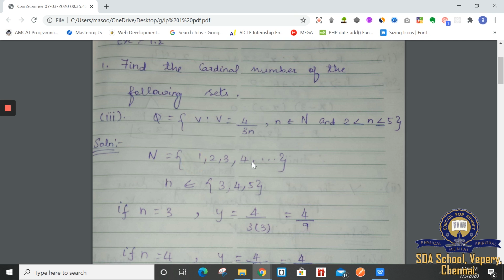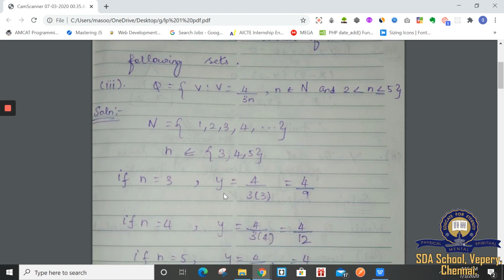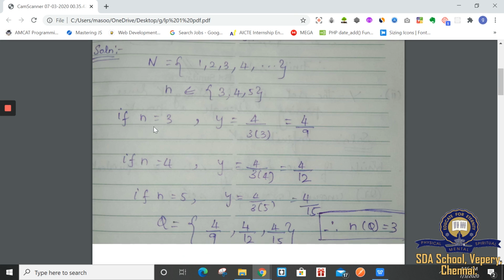It goes on. But then the condition given to us is very clear: 2 less than n less than or equal to 5. So basically n lies between 2 and 5, and 5 is included because of the less than or equal to symbol. So n belongs to 3, 4, and then 5. So in the place of n over here, I have to substitute 3 first and then 4 and then 5. So if n equals 3, y equals 4 by 3. In the place of n, I have replaced n by 3, I get 4 by 9.